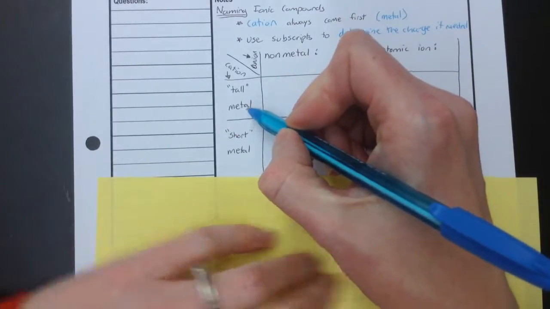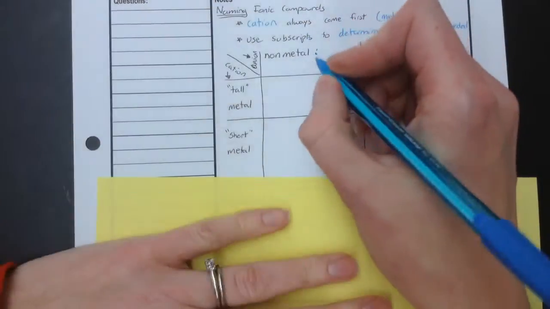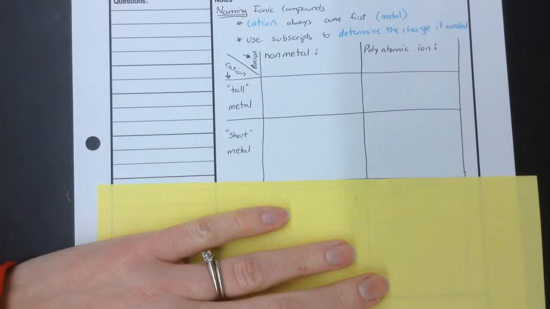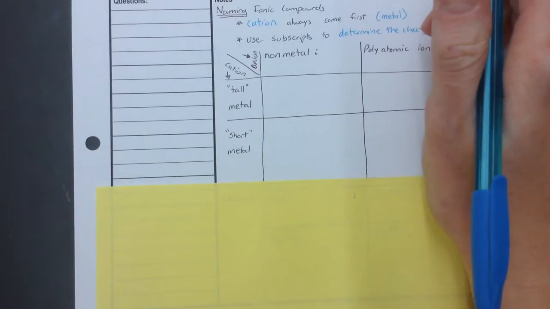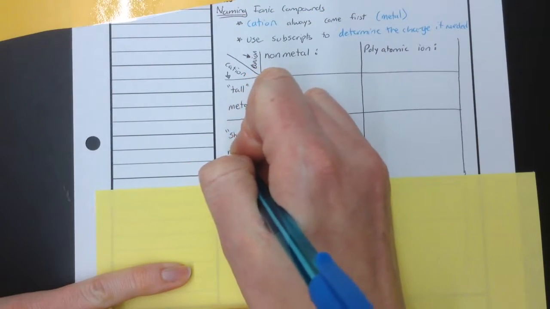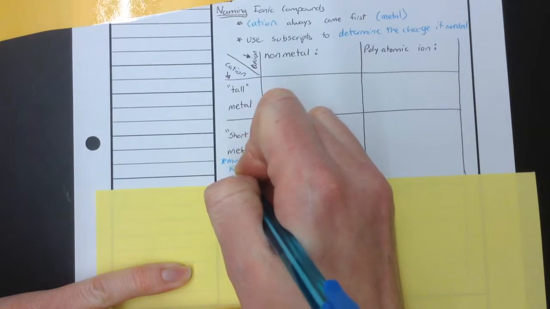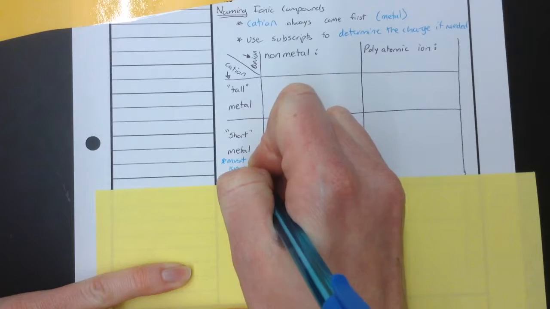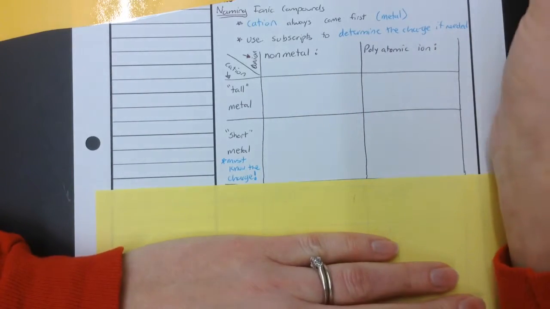So the tall metals, which would be mainly these first two columns here, are pretty easy. You really just have to know what their name is. And then the short metals are special because you must know the charge. If you don't know the charge of these guys, you won't be able to write an appropriate name, so we're going to have to talk about what we do with that.